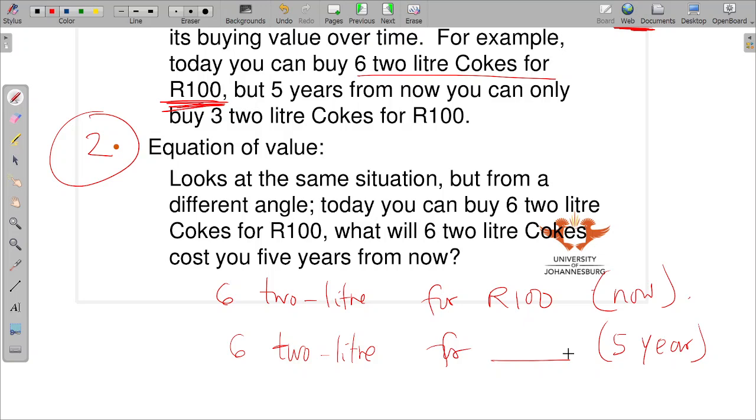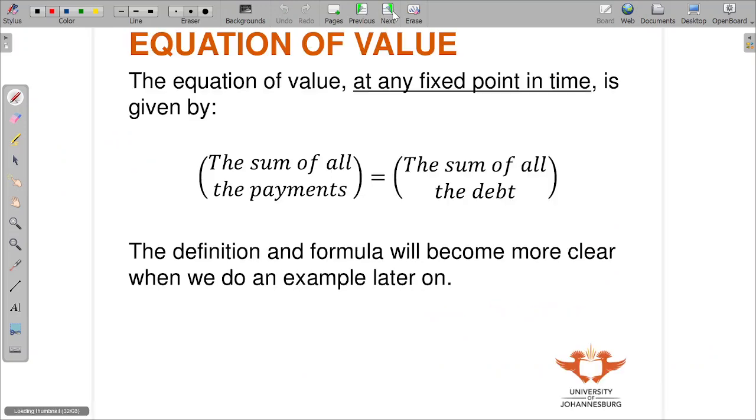Okay, your guess could be as good as mine. It could be 150 rand or 200 rand. Am I right? So it could be something around that. It could even be 250 rand, or 300 rand, depending. Okay, so please take note of that.